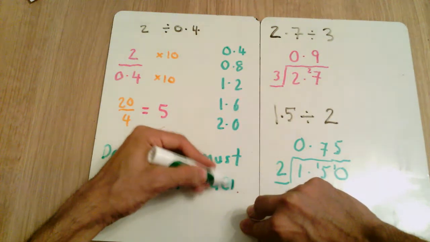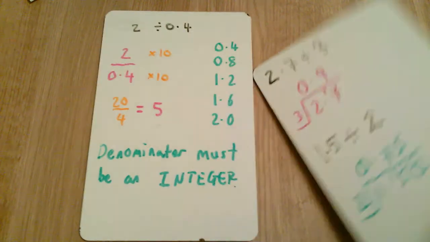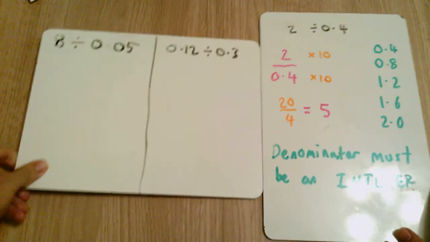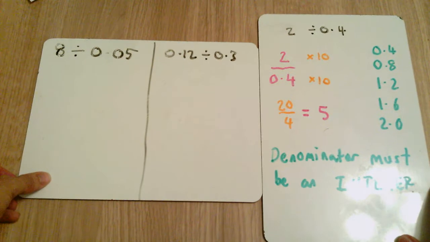So we're going to apply that to a few other examples over here. We said key point, denominator must be an integer, and we have 2 examples coming up. Here are our 2 examples: 8 divided by 0.05 and 0.12 divided by 0.3.